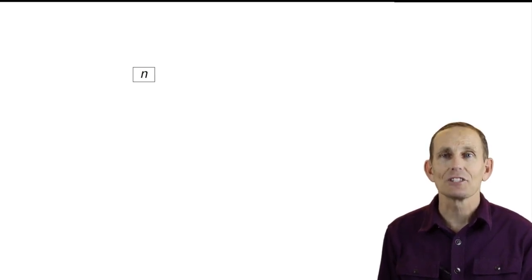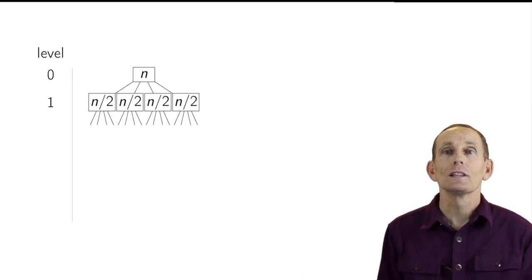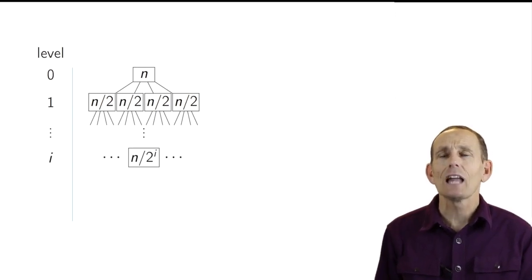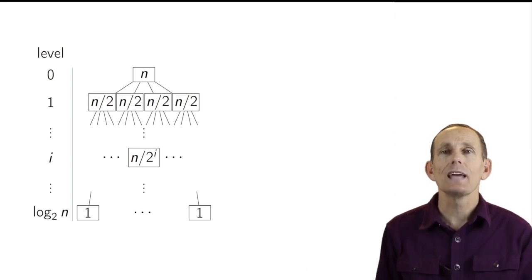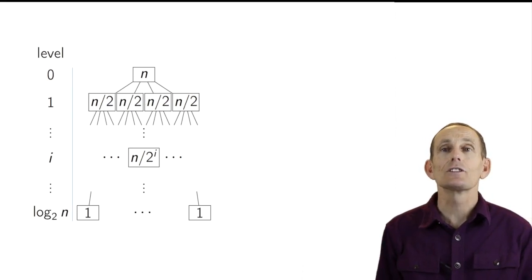Now the question comes up, how long does it take? So we have an original problem of size n. We break it into 4 problems of size n over 2. So at level 0, we have size n. Level 1, we have size n over 2. At level i, our problems are of size n over 2 to the i. And all the way down to the bottom of the tree is at log base 2 of n, and each of the problems are of size 1.